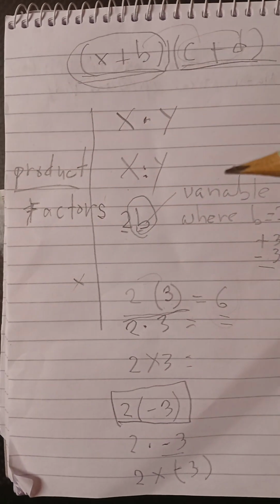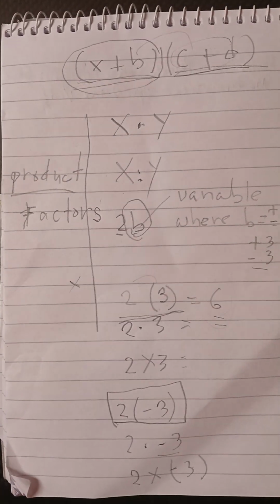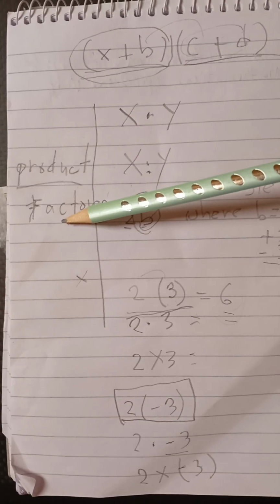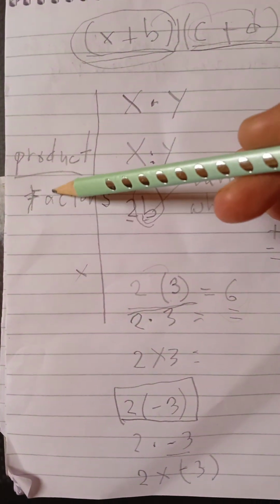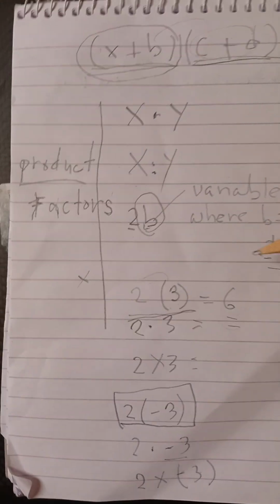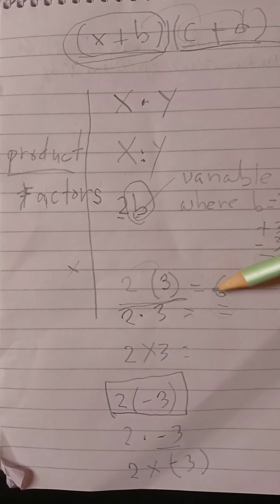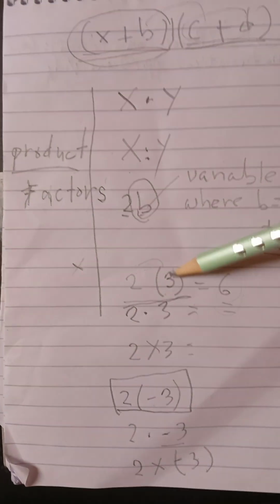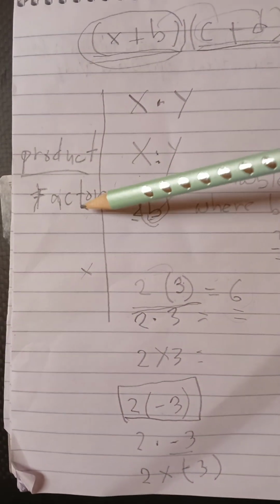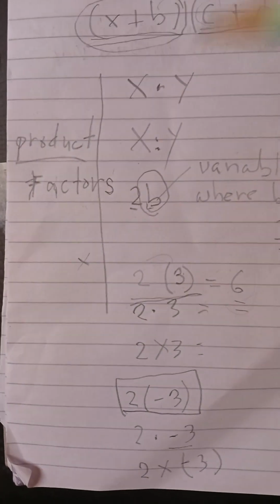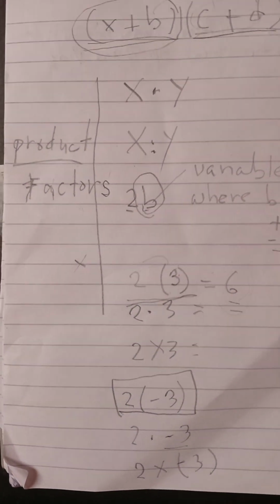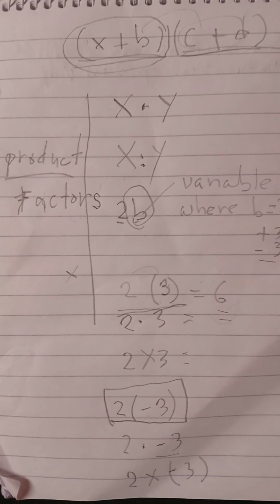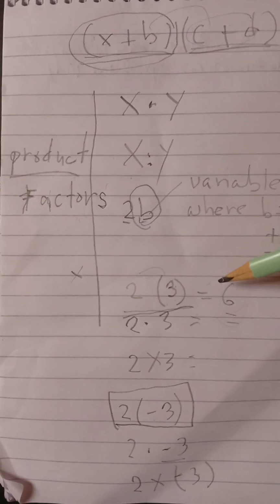Okay, and next we also have this very important term, factor, or factors. So, if 6 is the product of 2 and 3, then 2 and 3 are called factors. Okay, ayaw kalimot ani. Kaya gamito na nila sa mga word problems, like factoring polynomials.